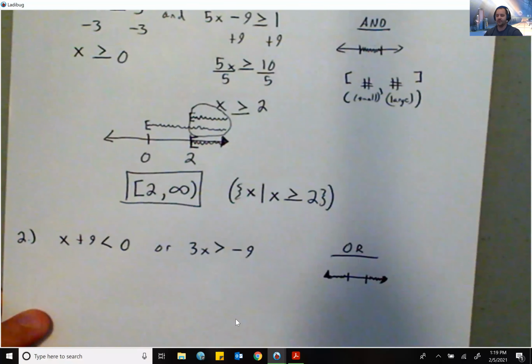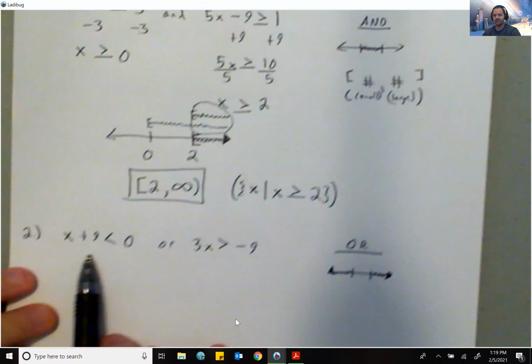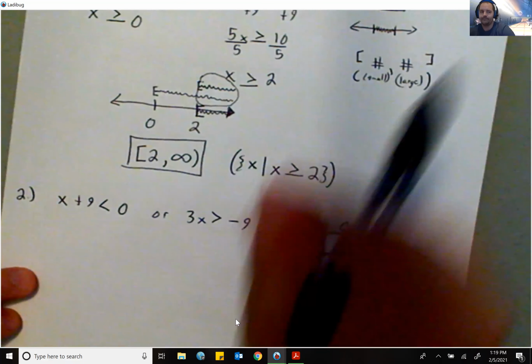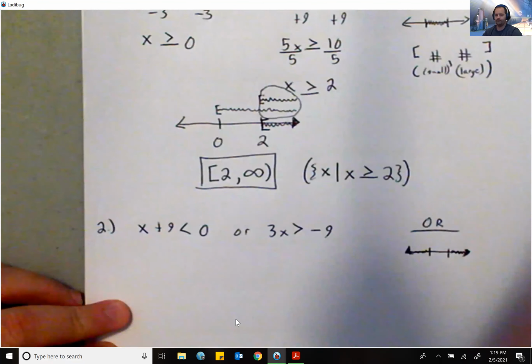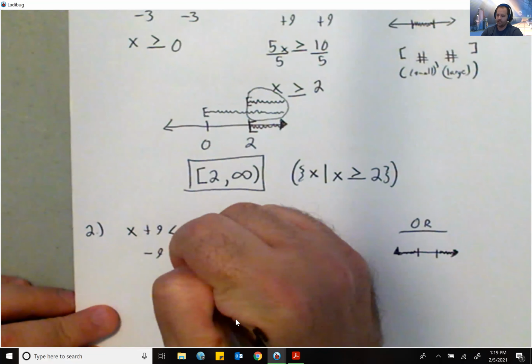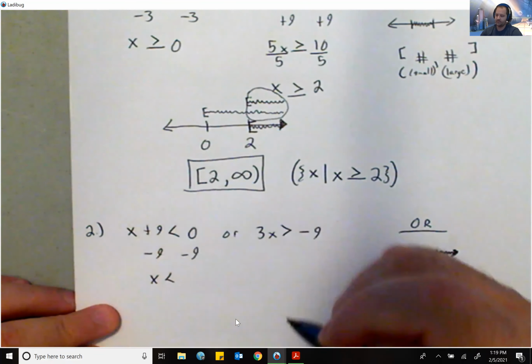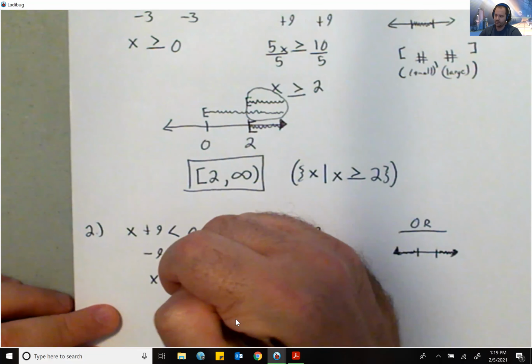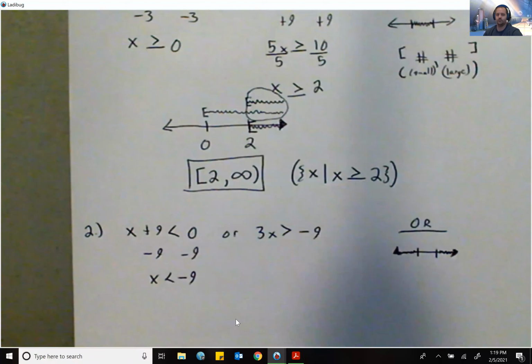So let's solve these. Let's get x by itself. How do we solve number 2 real quick? What are we gonna do? Subtract 9. Subtract 9, minus 9, minus 9. x is less than, and that would be negative 9, because 0 minus 9 is negative 9.